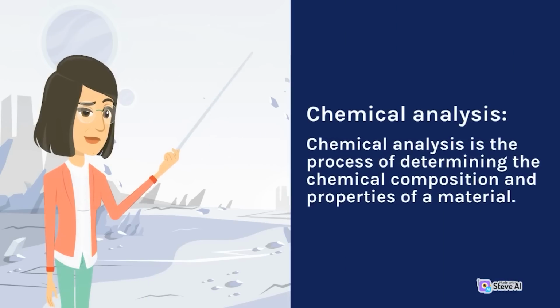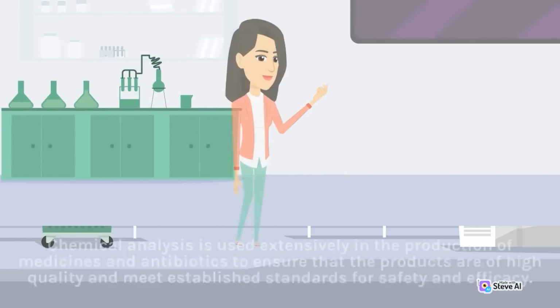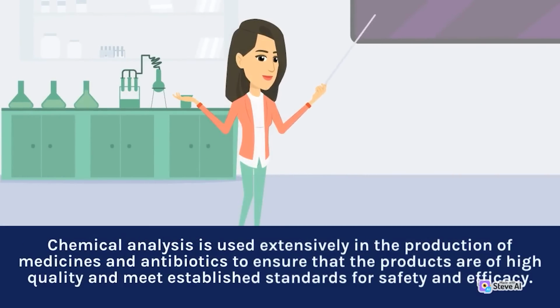Chemical analysis. Chemical analysis is the process of determining the chemical composition and properties of a material. Chemical analysis is used extensively in the production of medicines and antibiotics to ensure that the products are of high quality and meet established standards for safety and efficacy.